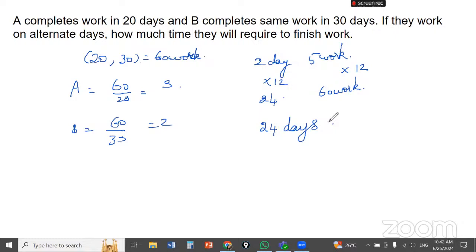Yes. Yeah, the question is, yes, Akash, you have given A 3 and B 2. But the question is, if they work on alternate days, in how many days they will complete the work? That's what they have asked.